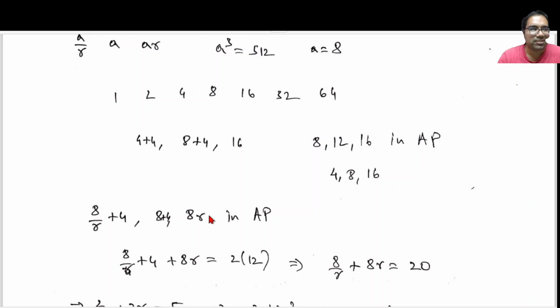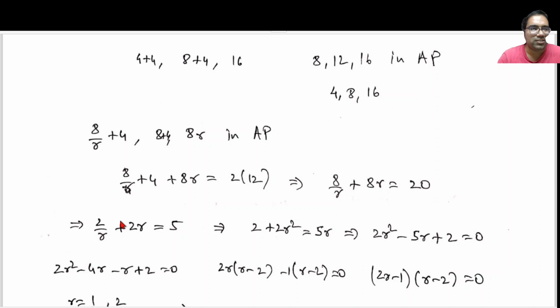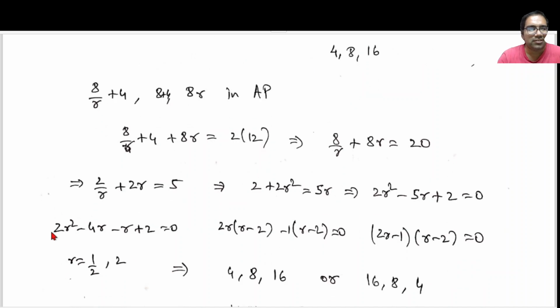That means this plus this is equal to 2 times 12, which is 24. 24 minus 4 becomes 20 on the right side. That becomes 8/r plus 8r equals 20. If you cancel 4, 2/r plus 2r equals 5. That means 2 plus 2r squared equals 5r. That means 2r squared minus 5r plus 2 equals 0. We can write minus 5r as minus 4r minus r, because minus 4 into minus 1 is plus 4 and 2 into 2 is 4. We can factorize this as (2r minus 1) into (r minus 2). That means r is half or r is 2.